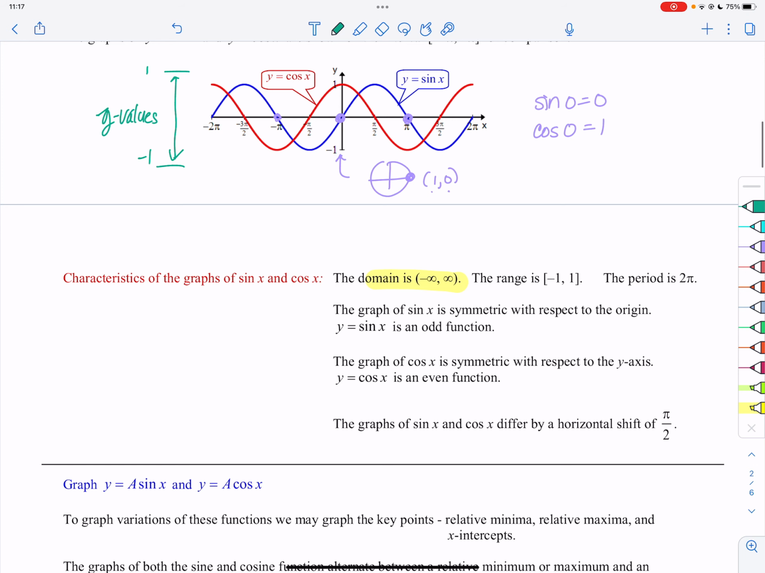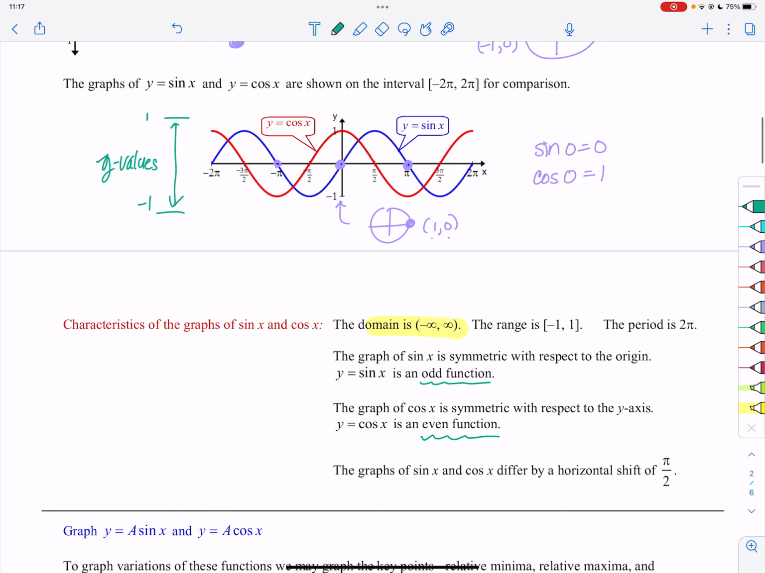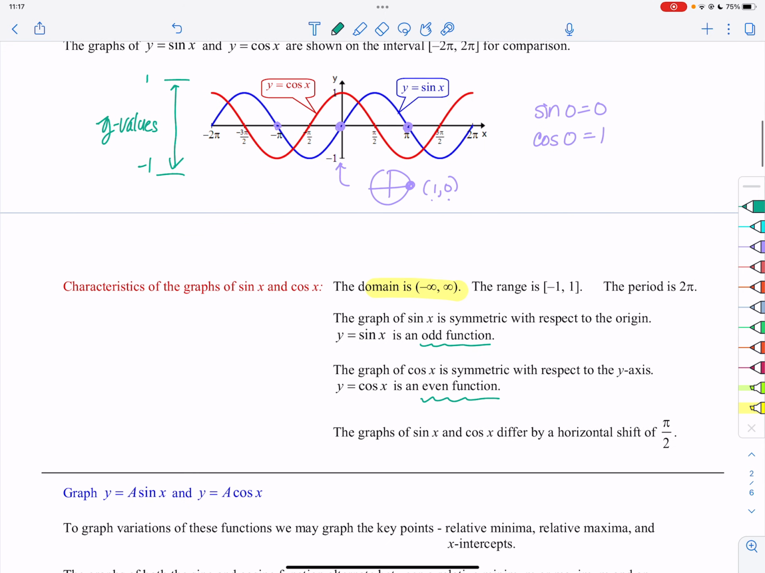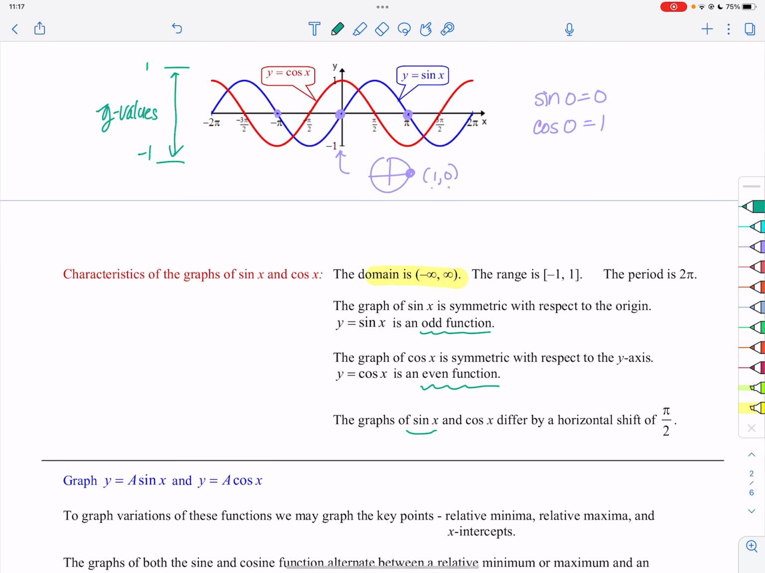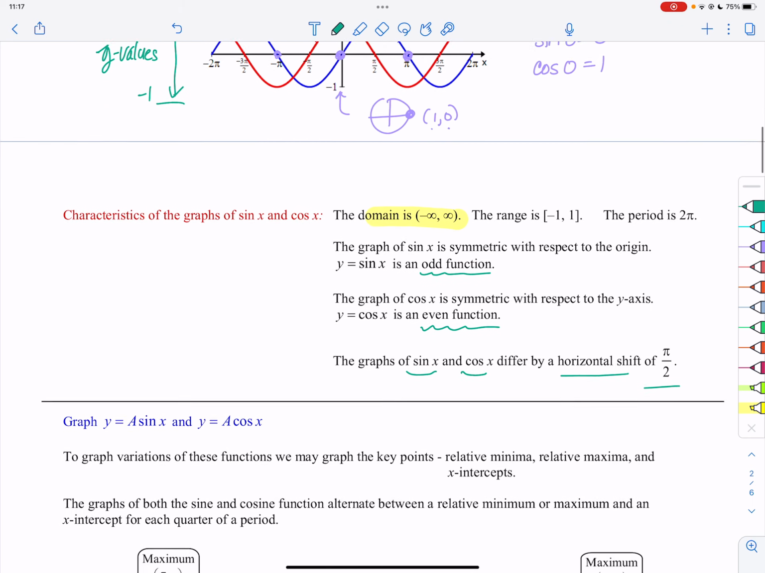And the sine of x is symmetric with respect to the origin. The sine of x is an odd function, and the cosine of x is an even function. And these two functions differ by a horizontal shift of pi over 2. And you can clearly see that if you moved this graph over pi over 2, you would have this exact graph of the sine of x if you move the cosine pi over 2.